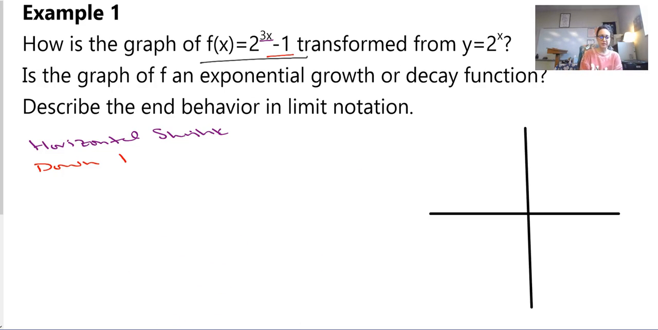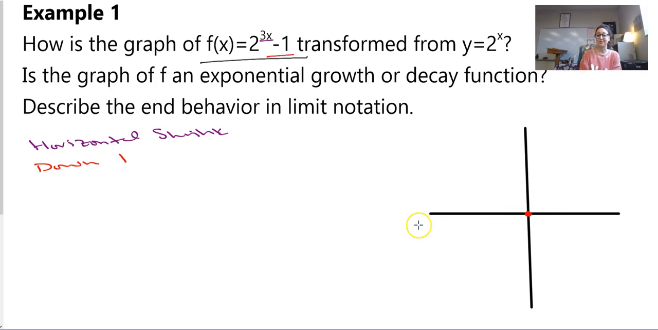So let's do a rough sketch here. Let's plug in 0 for x and see what we get for y. So if I do f of 0, I'd have 2 to the 0. Well, anything to the 0 is 1, and then 1 minus 1 is 0. So now I have the point (0, 0). All right, so remember our original parent function had that y-intercept, right, at (0, 1).